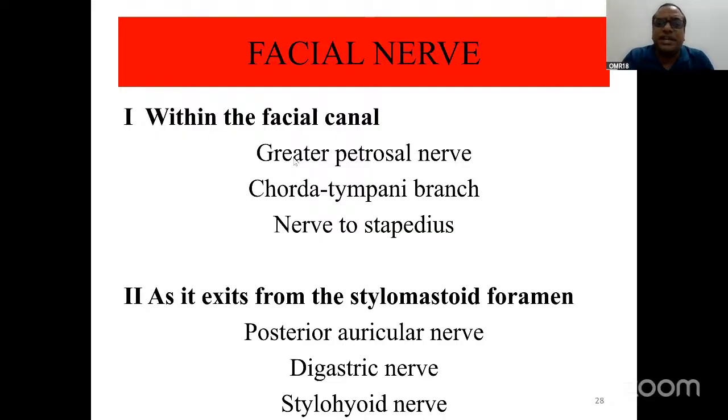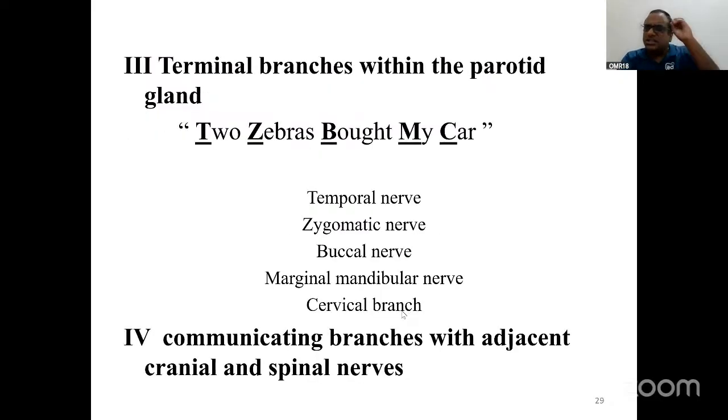So within the facial canal, three branches, as it comes from the stylomastoid foramen. This we'll study in our parotid gland as well as our cranial nerves chapter. Three branches from the stylomastoid foramen. This is very simple. Once you see the diagram, you will say, sir, so easy it is. Then terminal branches within the parotid gland. If you have studied the first chapter, one diagram will be there, of the face. How to remember these five branches?